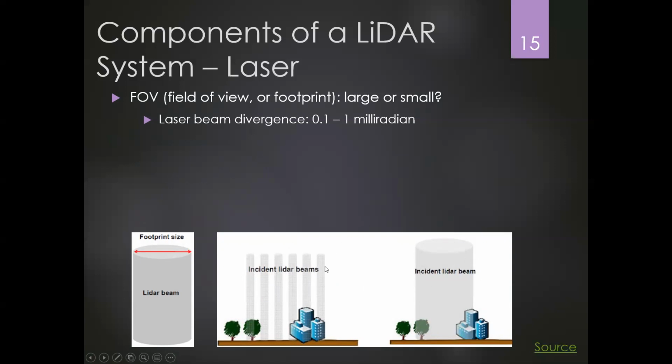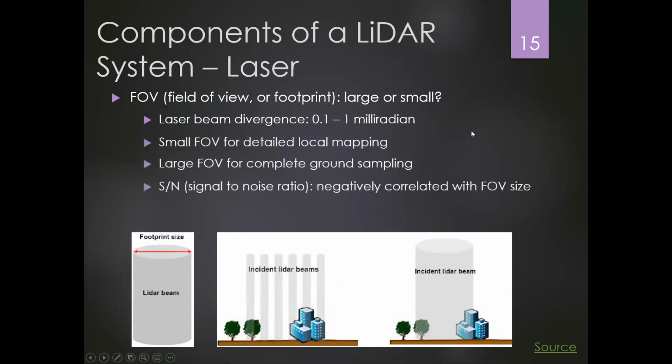So should we use small laser beams or larger laser beams? Laser beam divergence is from 0.1 to 1 milliradian. A small FOV is for detailed local mapping, and a large FOV is for complete ground sampling, which means that if we're using small LiDAR beams, it's convenient for us to collect detailed information on the ground.